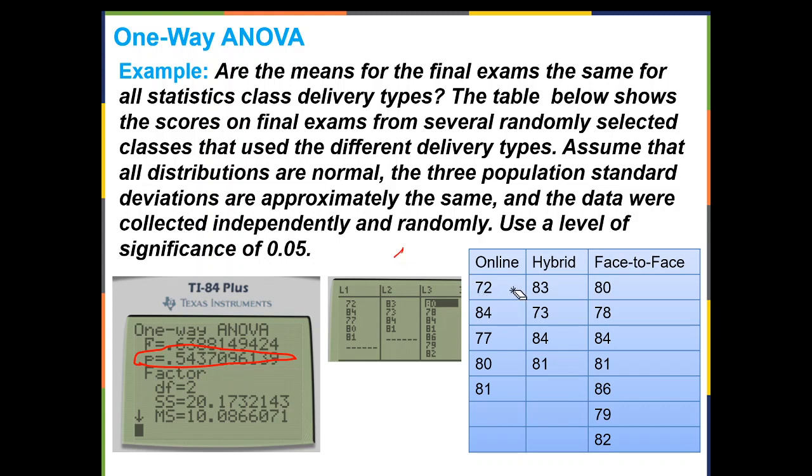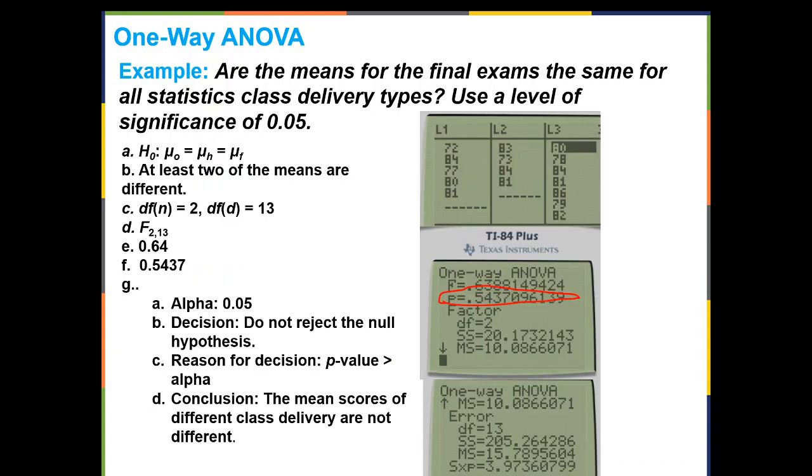So put these numbers in L1 and L2. You ready? Okay, now you go to ANOVA, run it, look at the p-value, 54%. So we don't have evidence to reject again. Use a level of 5% alpha, right? So the answer is that we don't have evidence. All right, so are the means for the final exams the same?